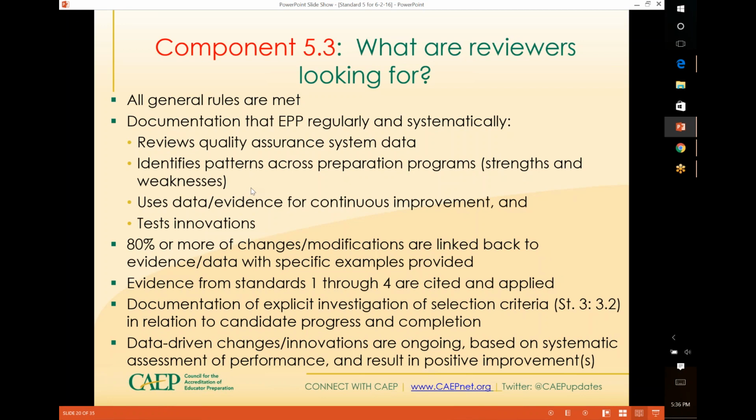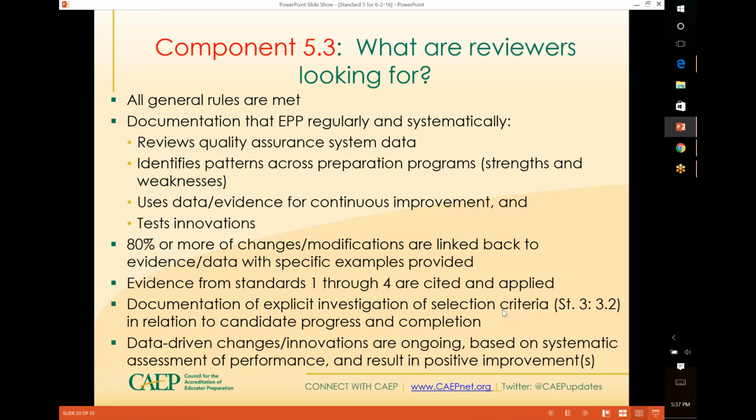to you. Again, if you can identify patterns across preparation programs in terms of strengths as well as weaknesses, if you use data for continuous improvement, if you're testing any innovations that you put in place. They're hoping to find that 80% or more of the changes or modifications that you cite under Component 5.3 are linked back to evidence and data, and that you can provide specific examples of how those changes or modifications were derived, implemented, and then monitored and evaluated.